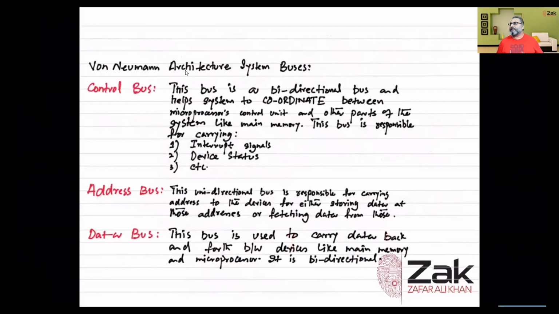Von Neumann architecture system buses. So the control bus, this bus is bidirectional. Data can come in and go out. The control unit uses it to sync with all the parts of the microprocessor and outside. So this bus is a bidirectional bus and helps the system coordinate between the microprocessor, control unit, and other parts of the system like main memory.